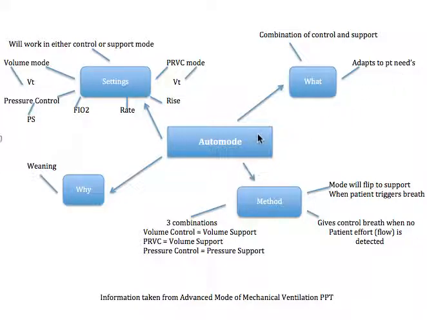So let's go down here and look at the method and how this works. So this is the method. The mode is going to flip to support when it feels the patient trigger a breath. So when the ventilator detects flow, that's the patient trying to trigger a breath, it's going to flip to the support mode and just support the patient. Down here though, the ventilator will go to a control mode when no patient effort, which is flow, is detected. So if the ventilator is not detecting any flow, it's going to switch to control mode.